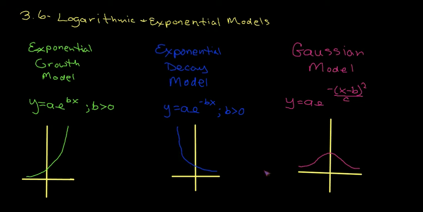Another one that we haven't worked with a whole lot in our class yet shows up a lot in statistics and probability, and it's called a Gaussian model. The Gaussian model takes on this form: y equals a times e, and this entire part up here is the exponent for e. So negative x minus b all squared all over c. And again, we'll talk a little bit about this one, although we're not going to really focus on it until maybe later in the course. And like we said, it deals with a lot of statistics situations.